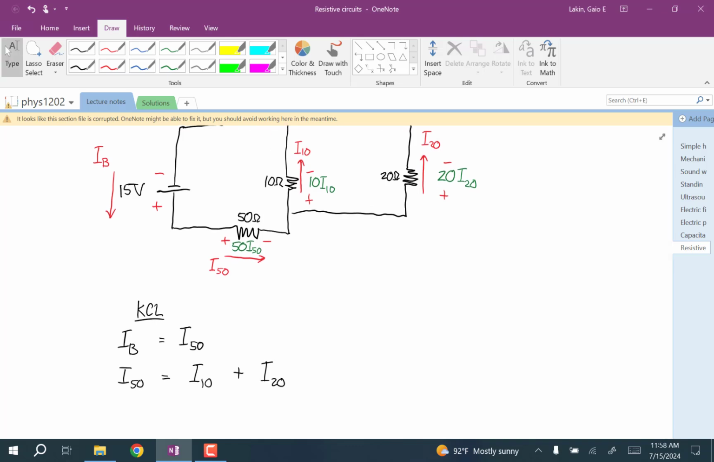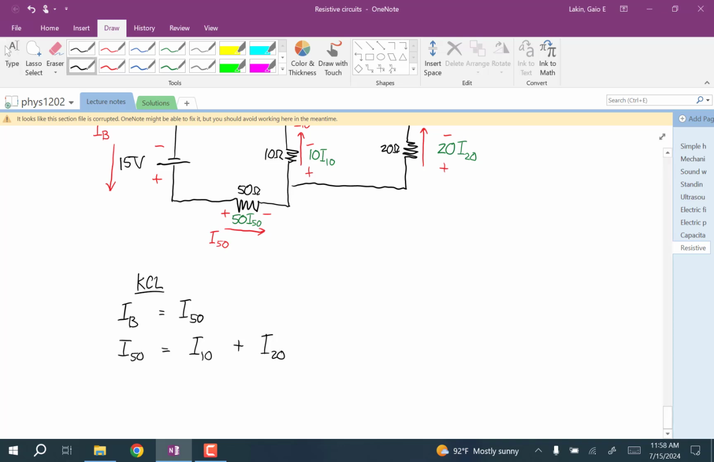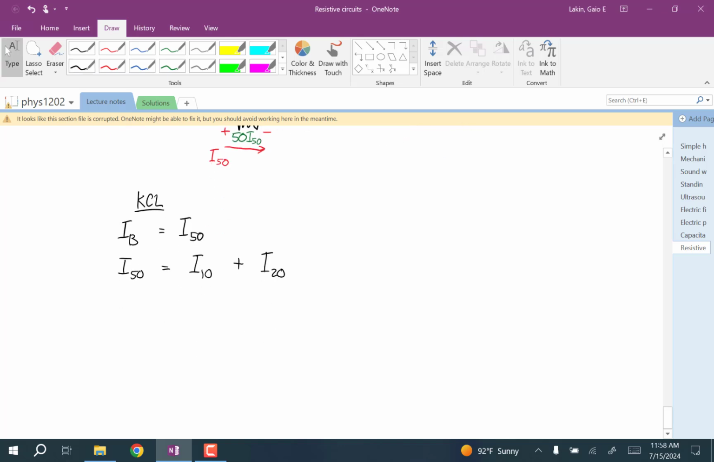Okay, so do we have enough yet to calculate the currents? You could think of it as we have 4 unknowns and we have 2 equations. So we know we're going to need at least 2 voltage equations.